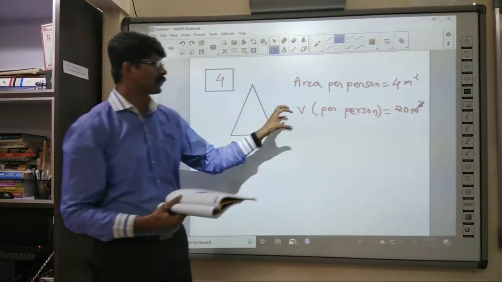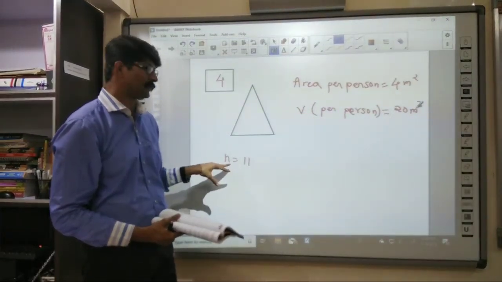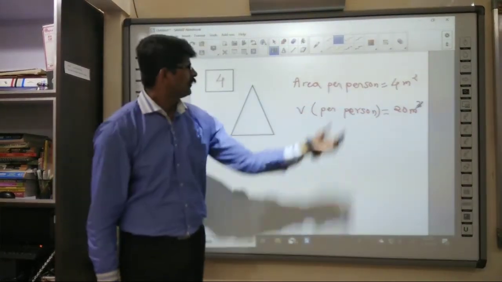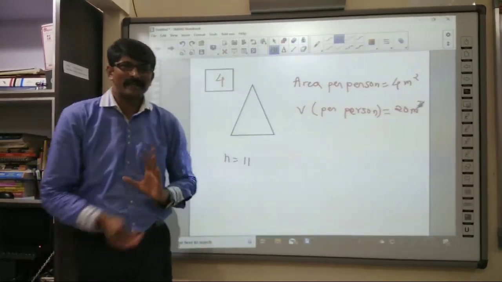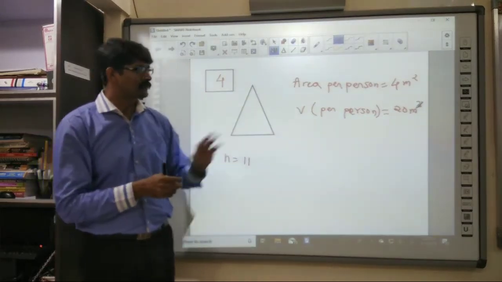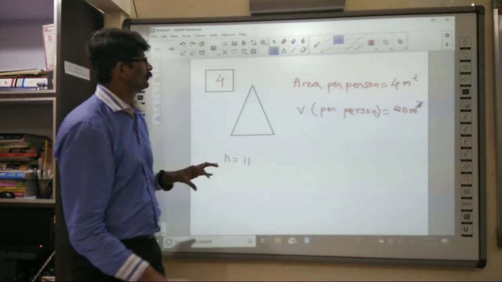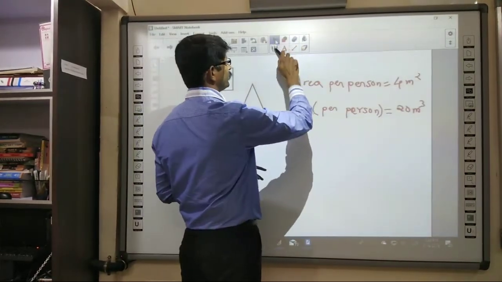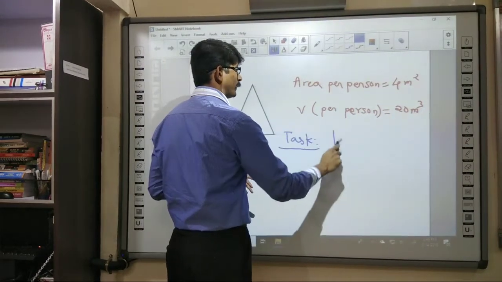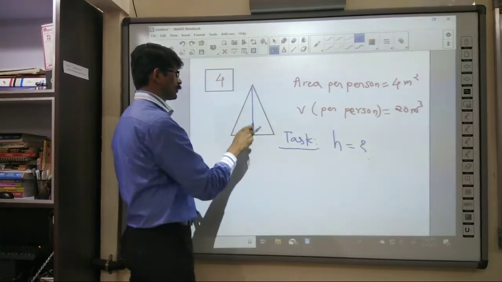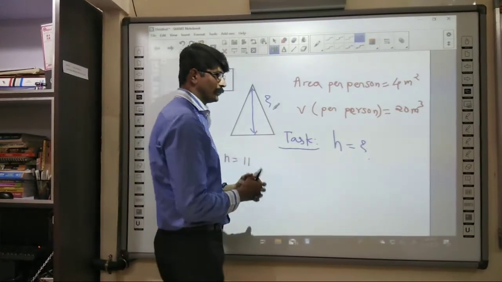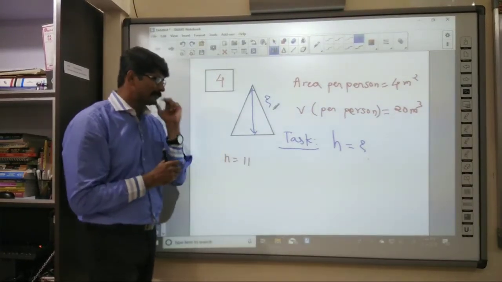So obviously we know the total volume because there are n number of people, there are 11 people and volume per person is 20 meter cube. So we know the total volume, we know the total base area, so we can calculate the height. Isn't it very simple, sir? So what you should understand after reading the sum, before that let's write what exactly you have to find, or the task. The task is to find the height of the tent. What should be the height? That's your question. What is the height of the cone? That's your question.